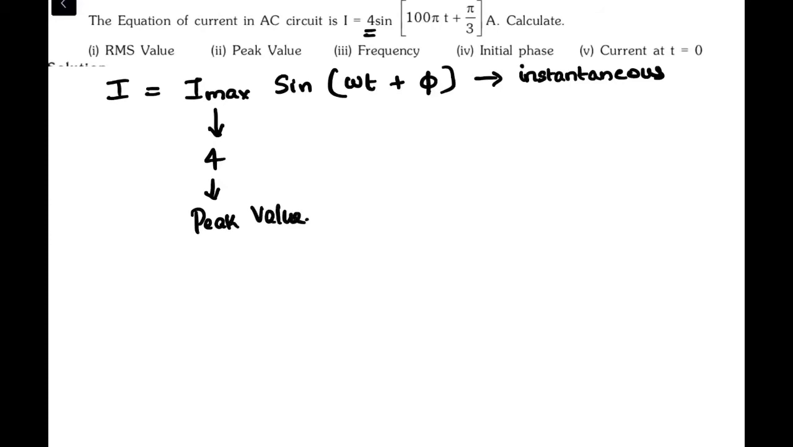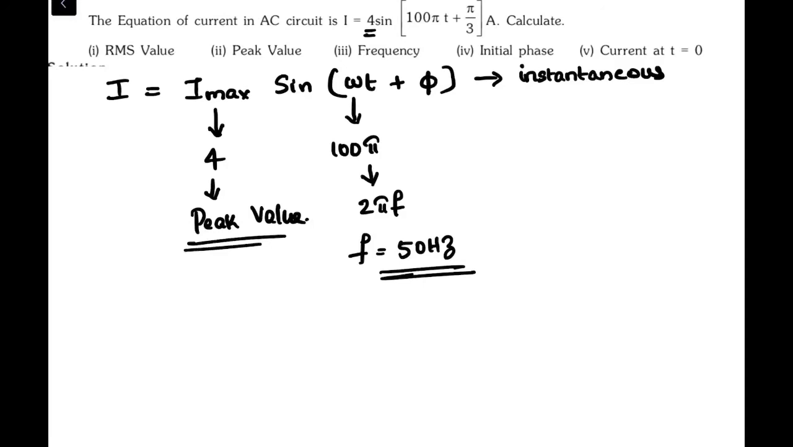Now, omega is what? 100 pi. What is omega? Omega is also equal to 2 pi f. So by comparing 100 pi and 2 pi f, we will get the value of frequency. What will be frequency? You can equate 100 pi with 2 pi f and you get frequency as 50 hertz. So frequency also is ready.